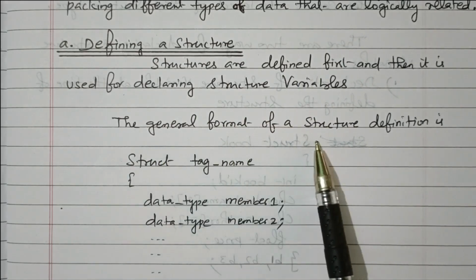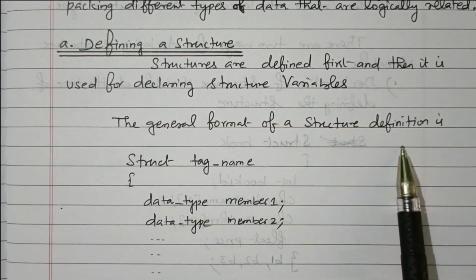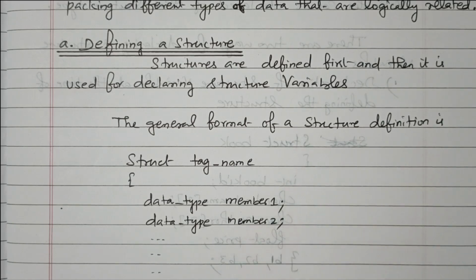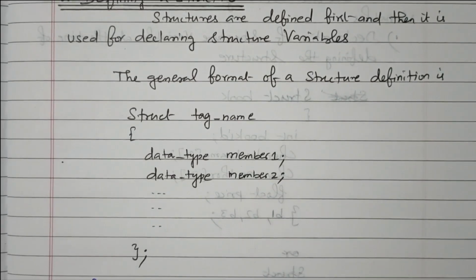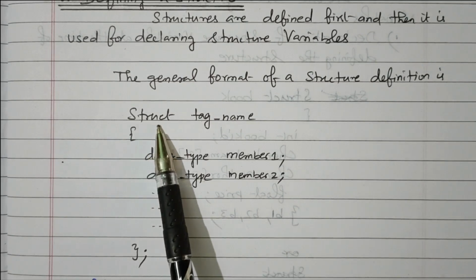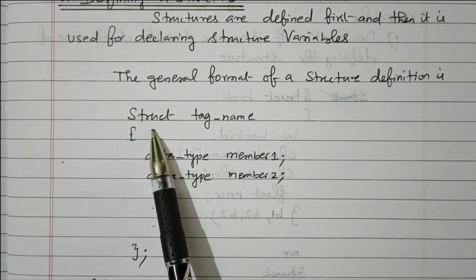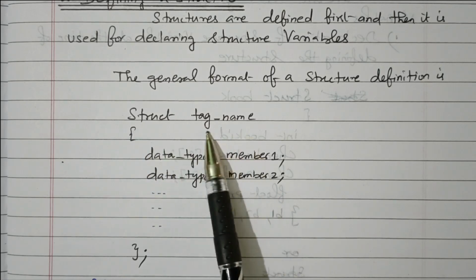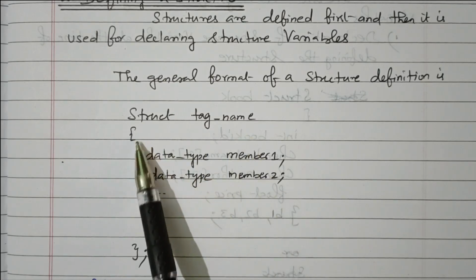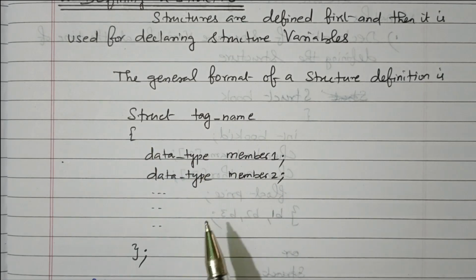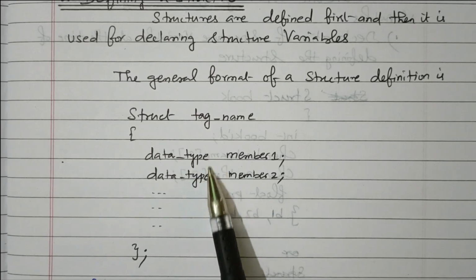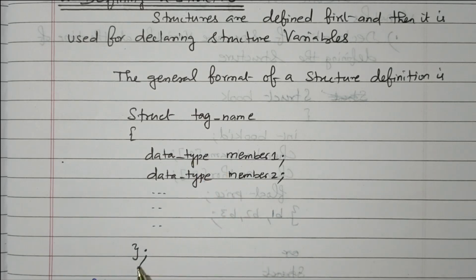The general format of structure definition is, there is a structure definition. You have to use the keyword struct. Then you have to give the tag name, the structure name. Then open the brace. Inside, the data types are declared: data type member 1, data type member 2, like that related data are declared here. Then close the brace with the semicolon, right? So this is the structure definition.